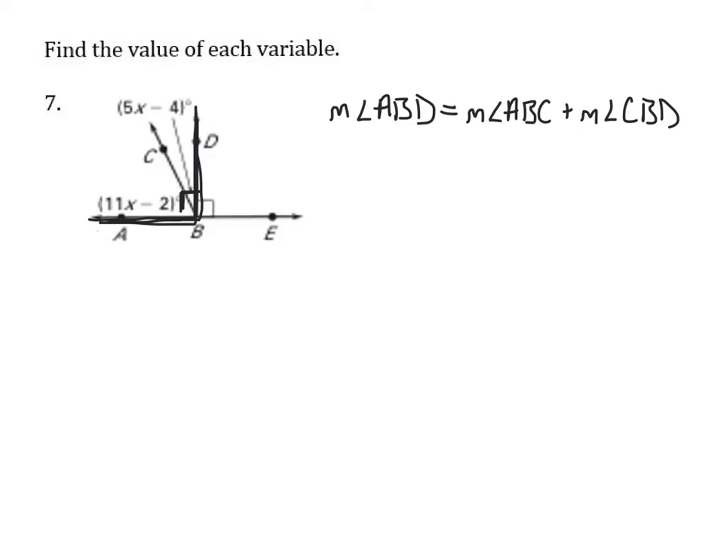Next, I'm going to fill in the information that I do have. I already determined that ABD is 90 degrees. They gave me a measurement for ABC. They said it was 11x minus 2. And for CBD, I'm told that it's 5x minus 4. Take a minute, work through this equation on your own. I'll reveal the answer in a couple seconds.